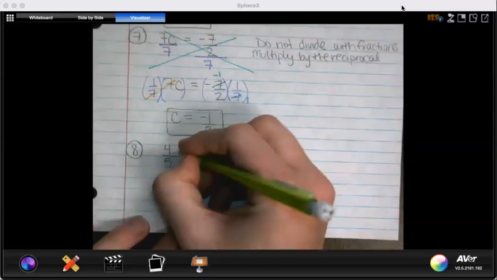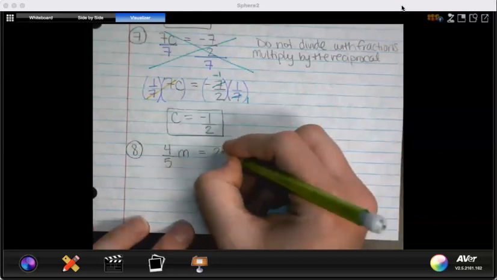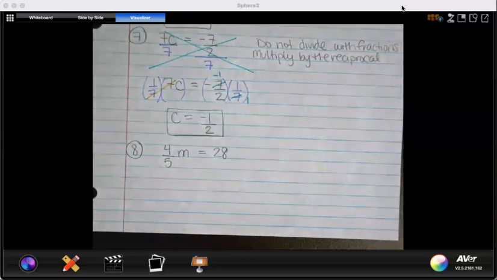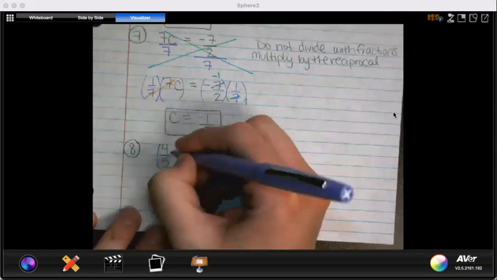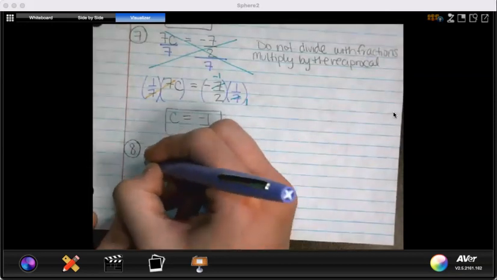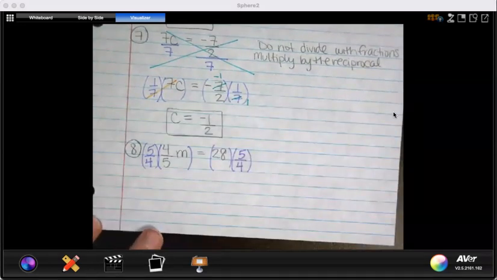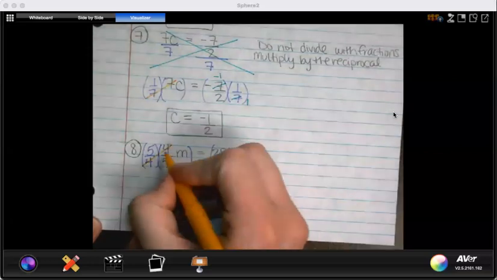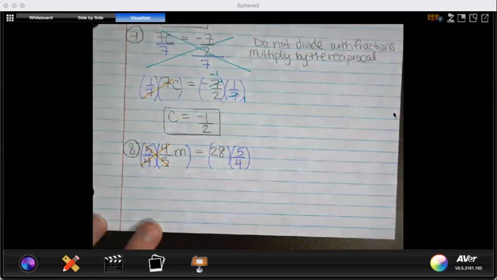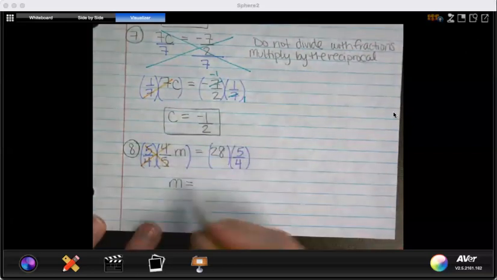4/5 m equals 28. Keep in mind the skill we learned on number 7. So in this situation, you could consider only one thing, which is to multiply by the reciprocal, because we do not divide with fractions as stated above. So the reciprocal of 4/5 is going to be 5/4. And we're going to multiply that to both sides. 4 divided by 4 and 5 divided by 5 create that one value. So 1m, which again is always our goal, to get the variable by itself.